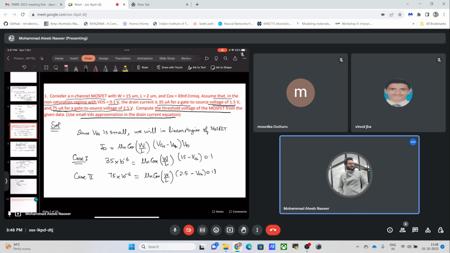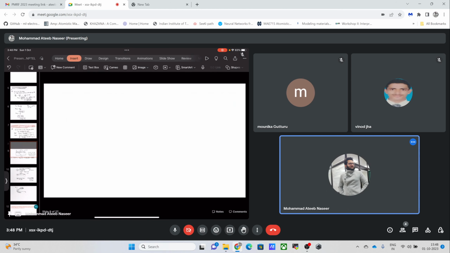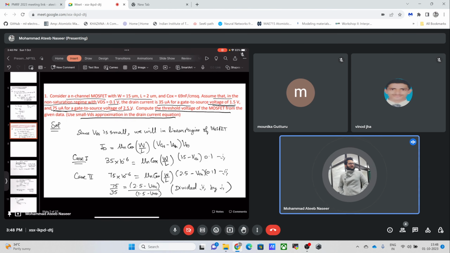Now what we can do is simply divide the second equation by the first. If I do this, we will be left with 75 by 35. The 10 to the power minus 6 in both cases will go, and mu n C ox W by L will go. We will be left with 2.5 minus VTH divided by 1.5 minus VTH. So we have divided second by first.